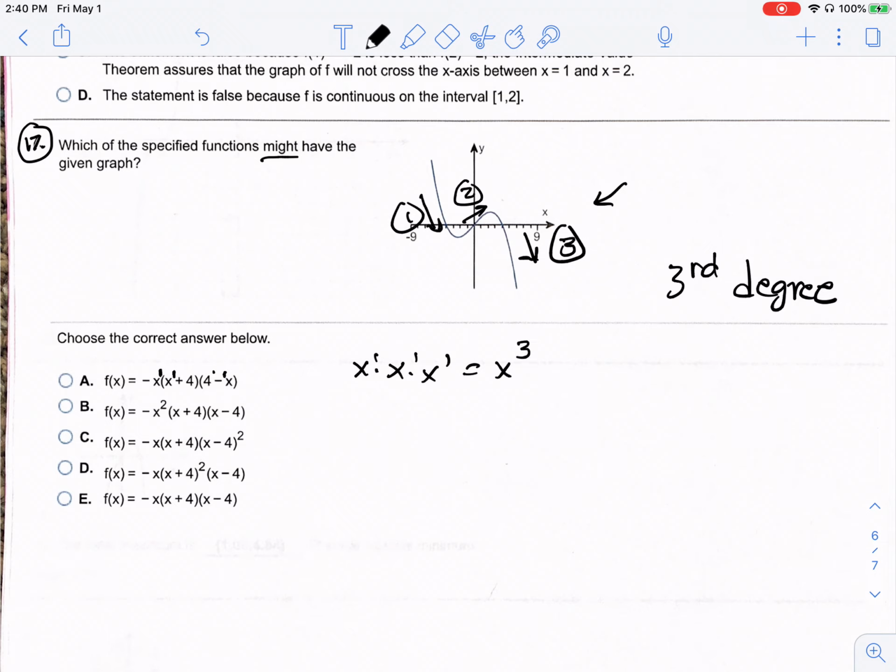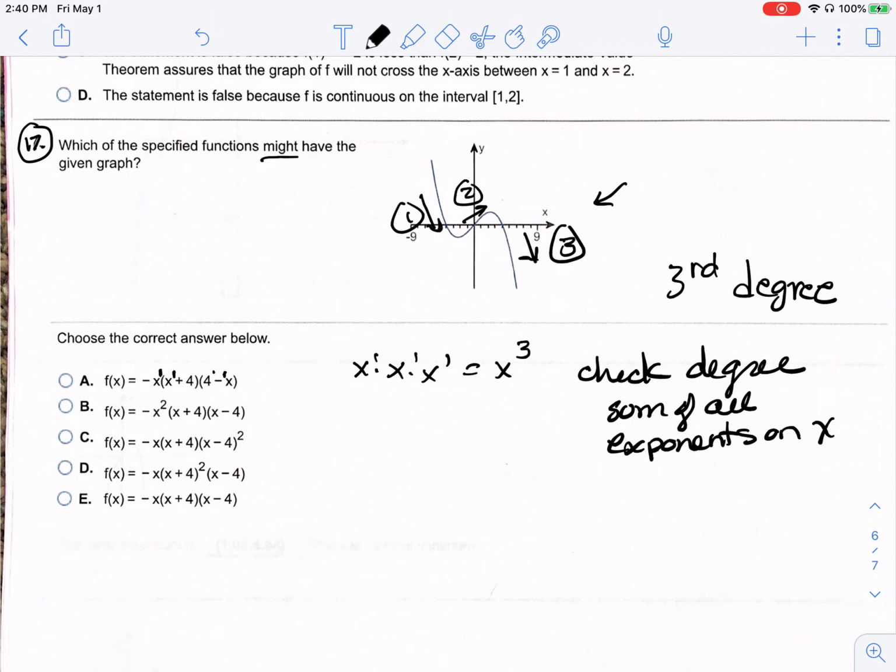So you're going to check the powers on your choices, or check the degree, the sum of all the powers. Remember, x really means x to the 1. This is just a star to help you remember here. All right, so you're going to use that and figure out which one of those formulas will match that graph. All right, that's it for 2.3.